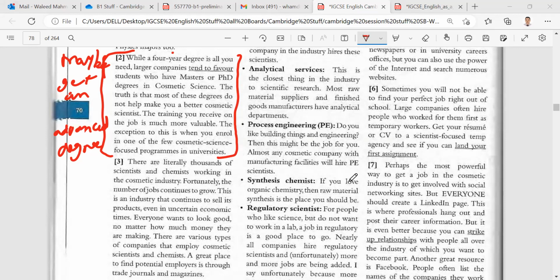Big companies prefer students with master or PhD degree in cosmetic science. The second one is most degrees do not help you to make you a better cosmetic scientist. And the third one, training is more valuable than a degree in cosmetic science.